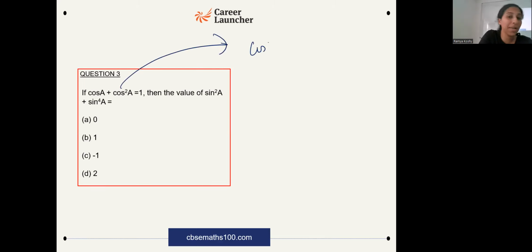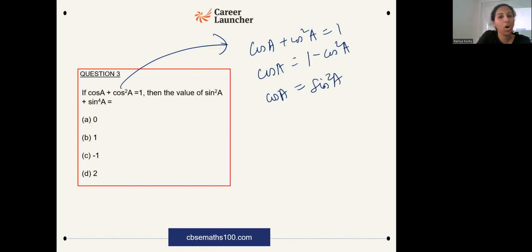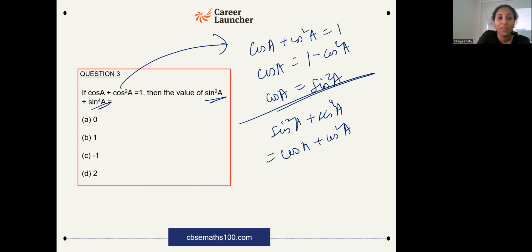Here, cos A plus cos square A is equal to 1. That means cos A is equal to 1 minus cos square A. So cos A is equal to 1 minus cos square A, which is what? Sine square A. Okay? Cos A is equal to sine square A. I am repeating again. We got cos A plus cos square A is 1. That means cos A is 1 minus cos square A. Cos A is equal to sine square A.